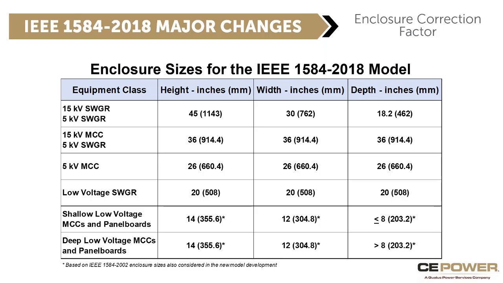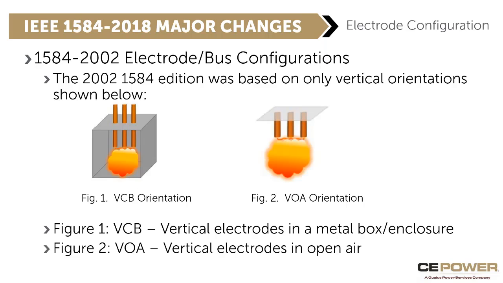So now we'll move on to the final major topic of the 1584 update, which is the electrode configuration. And I think this is the biggest one, but it's also maybe conceptually the most difficult to understand. So we'll give it a shot here.